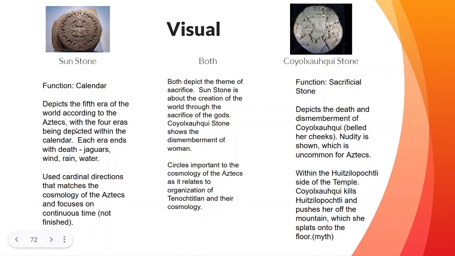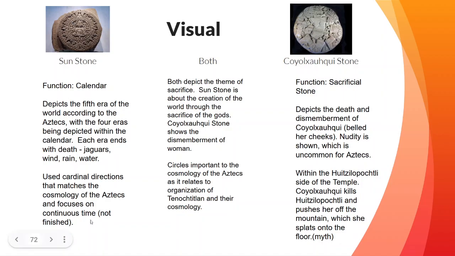depicts this fifth era, which is where the Aztecs currently think the world is in at this point, because they had the four different eras, right? The four animals, or rain was one of them. But each era ends with death. They think they're in the fifth era. So one era ends with death by jaguars, death by wind, death by rain, and then death by water. So it's not counting down, it's just marking that we're in the fifth era, according to them at that time.